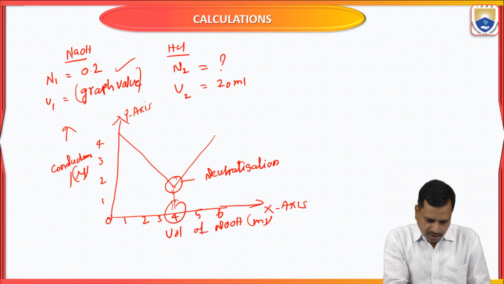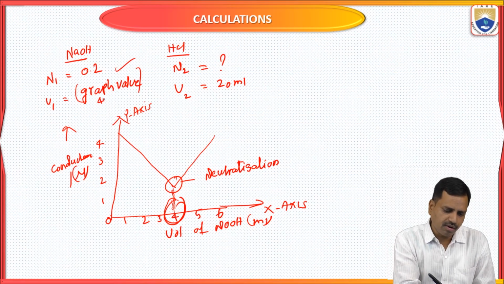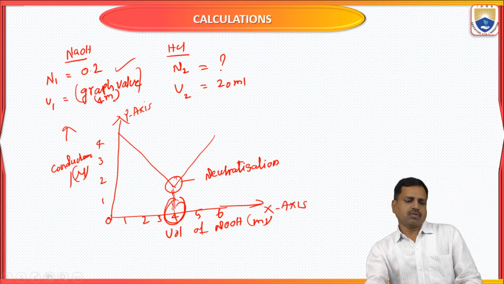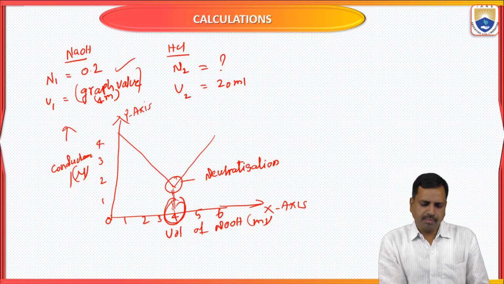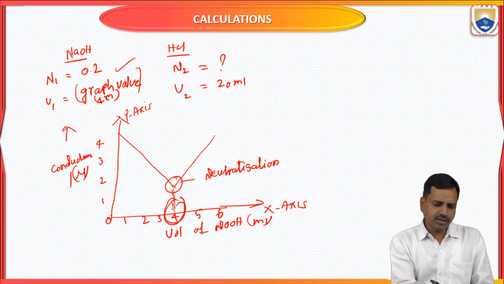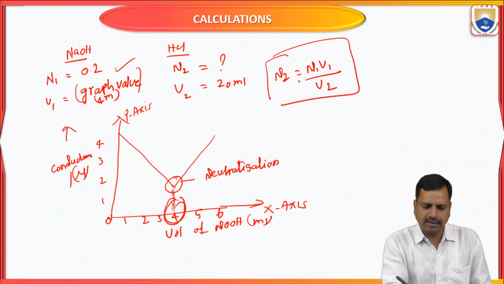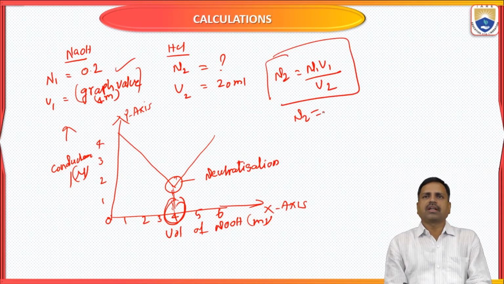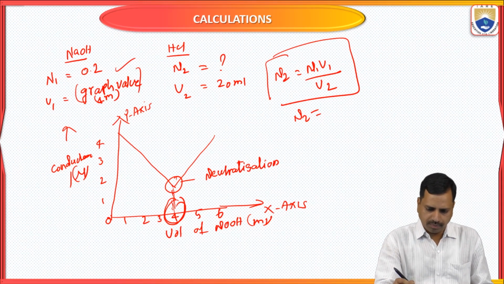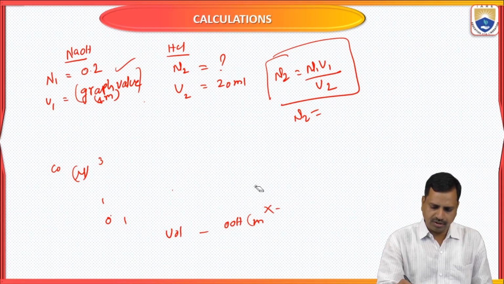Now for the graph value, you draw a straight line. If this is 4, it means you are getting 4 ml. When you plot the graph, you can then calculate N2. N2 is equal to N1 V1 by V2. N2 is nothing but the normality of HCl, which is a strong acid.